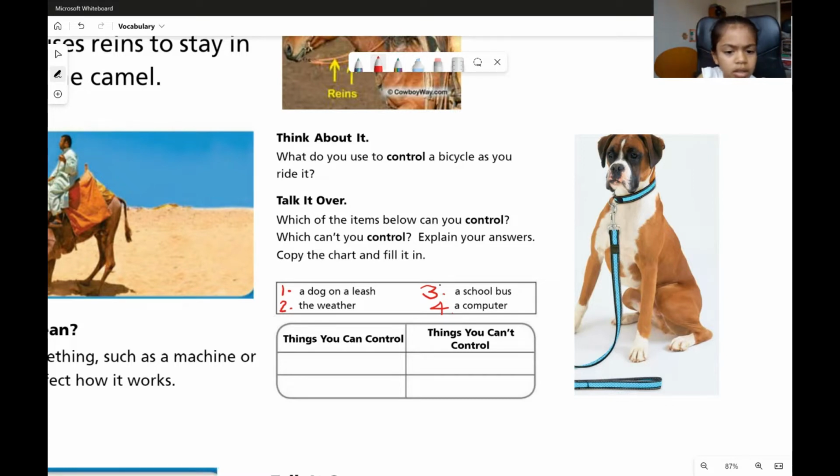And now we have to do it according to the numbers. So, a dog leash. Can I control a dog leash? Yes. So, one, dog leash. Yes, I can control the dog leash. Two, weather. Oh, no, I cannot control the weather. Only God can. So, let's put two here. Things you can't control.